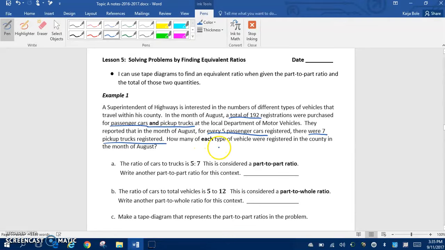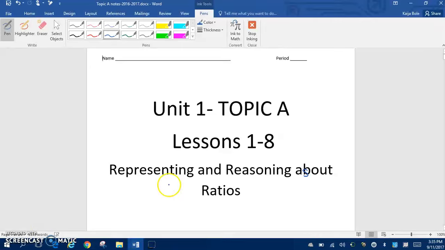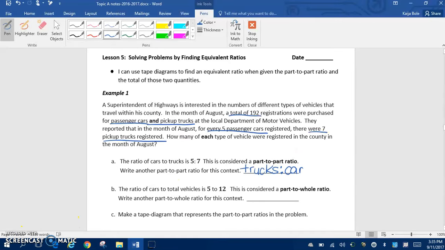It says the ratio of cars to trucks is 5 to 7. This is considered a part-to-part ratio. Write another part-to-part ratio for this context. So the first one was cars to trucks, so another one we could do would be to flip it, and it would be trucks to cars, and that ratio in numbers would be 7 to 5, so just the opposite of the one that they talked about.